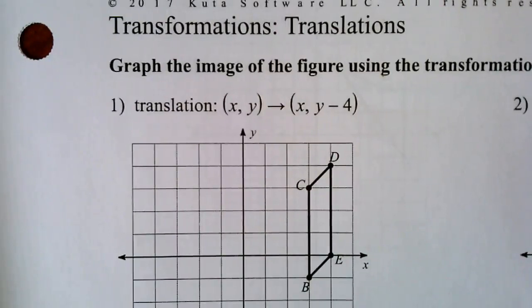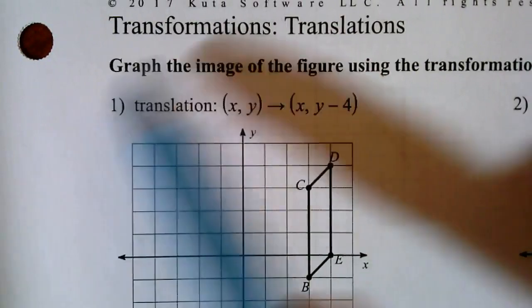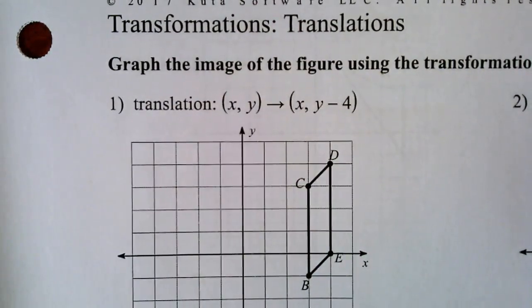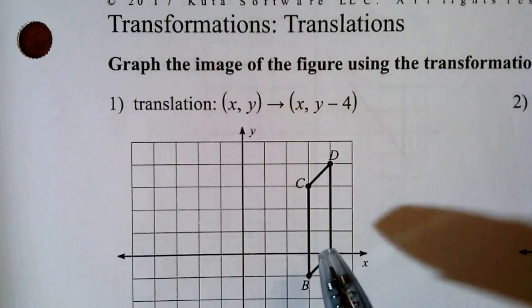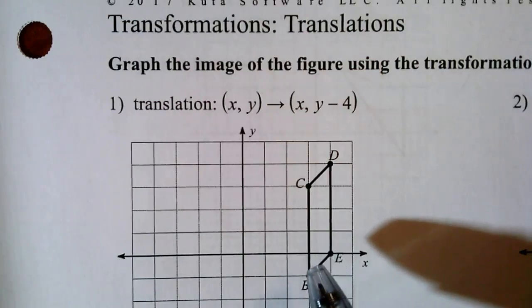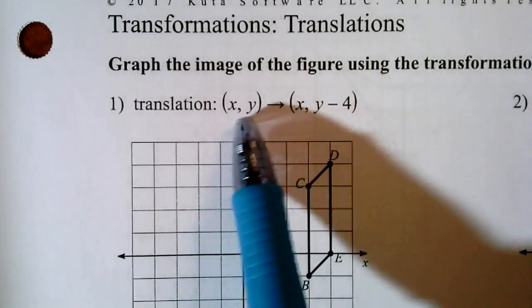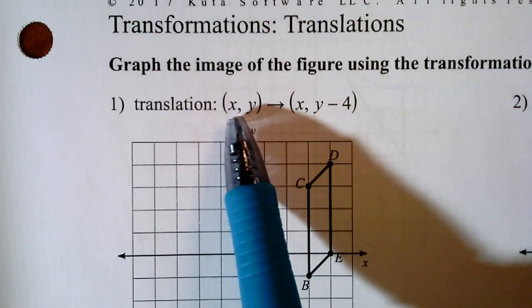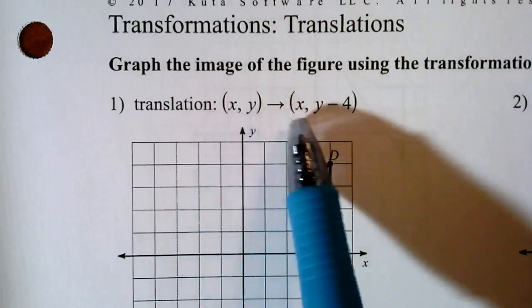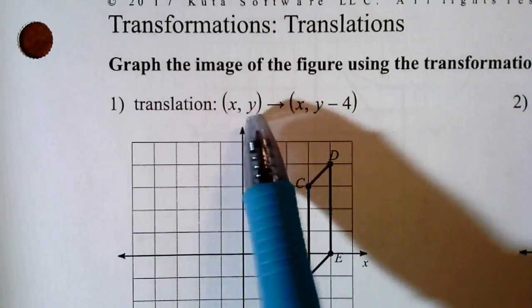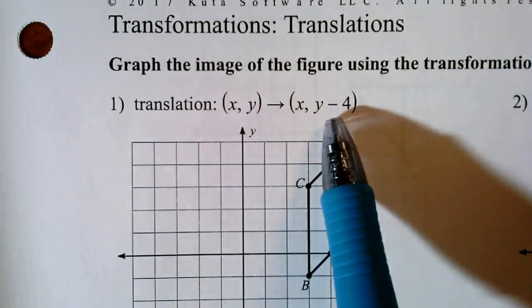Alright, in this video we're going to be doing some translations. Translations are basically moving, well, we're going to think of it for now as moving a shape in the coordinate plane. And we have a rule here that tells us how that shape is moved. It tells us to take the x-coordinate of every point and leave it the same, and the y-coordinate, we're going to subtract 4.